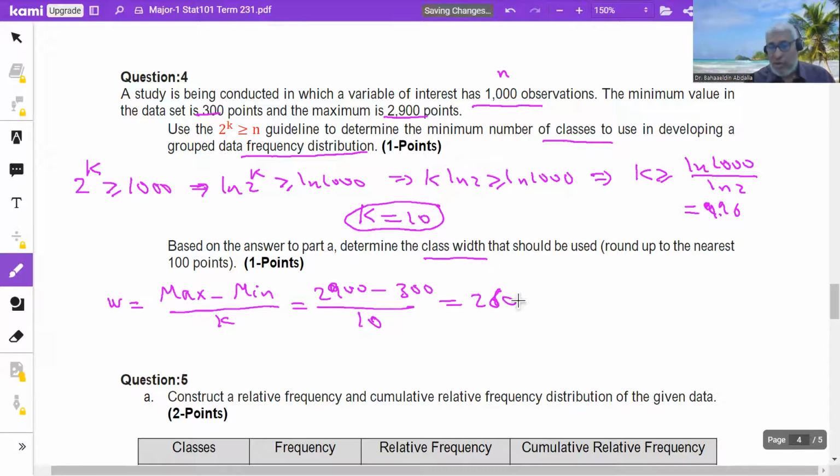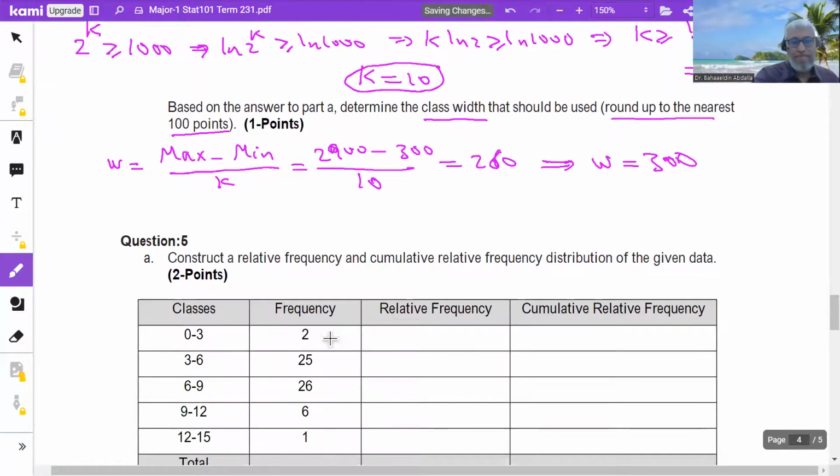We should round this number up. The width is not like this; it should be rounded up. You can round it up to 265, to 270, anything. So what did it say here? Round up to the nearest 100 points. If you round this up to the nearest 100 points, 200, what is next? 300. So this would be the class width in this case.